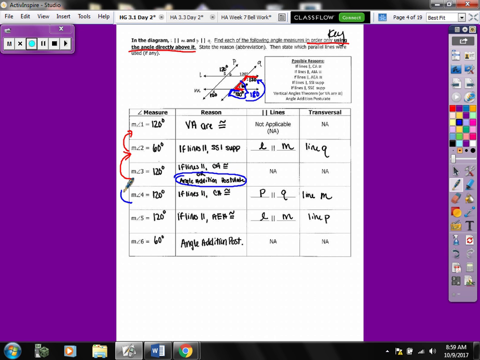Then to find the measure of angle 4, which is over here, you're supposed to use the angle that you just found. So these two angles are corresponding. They're in the same relative location. If lines parallel, CA congruent.